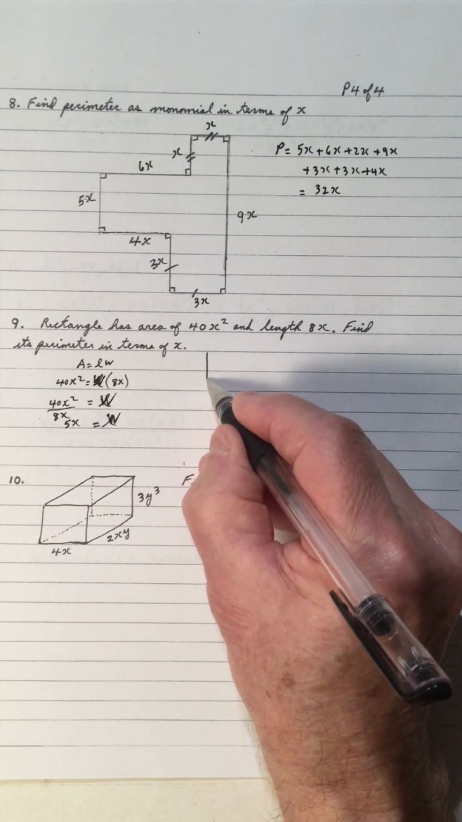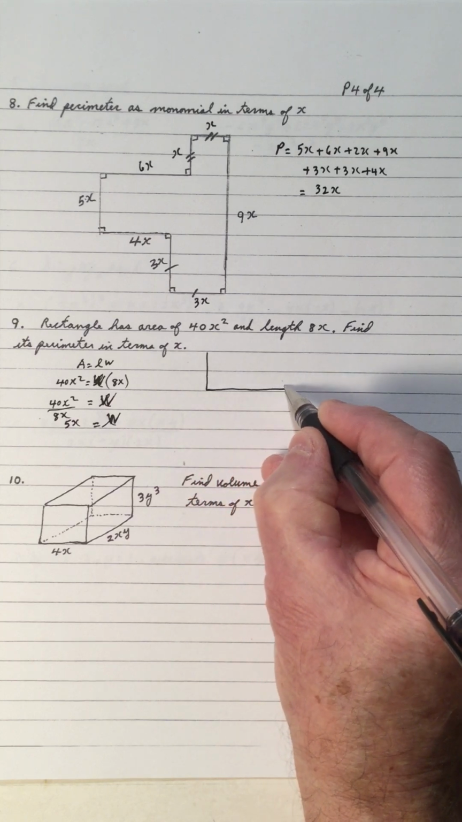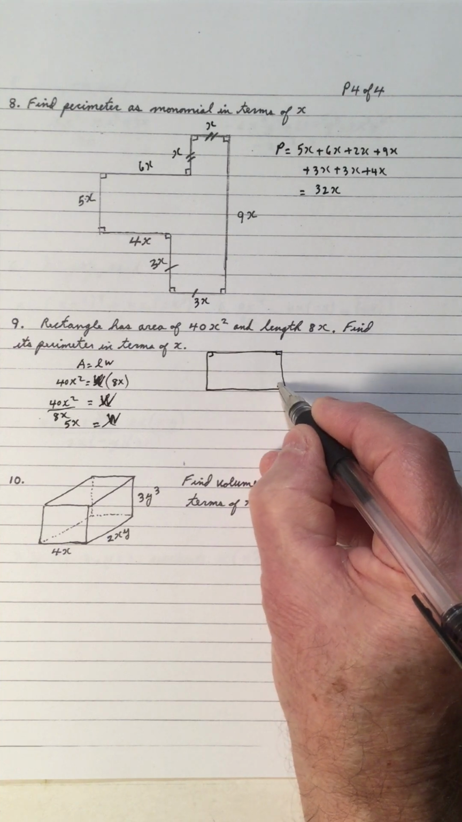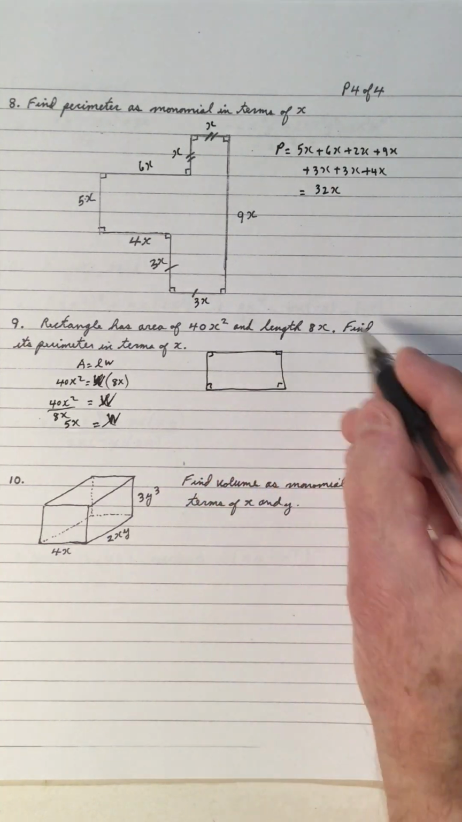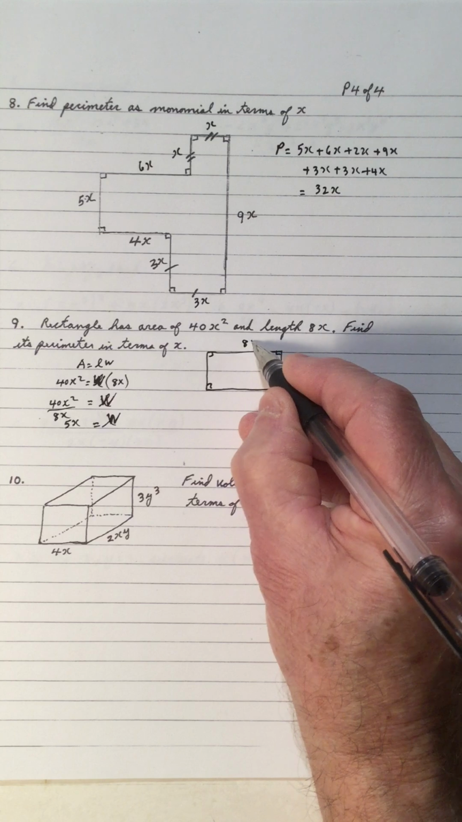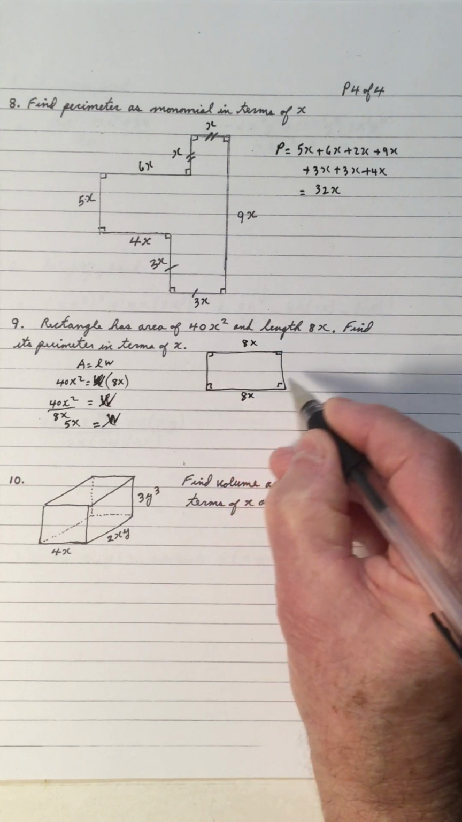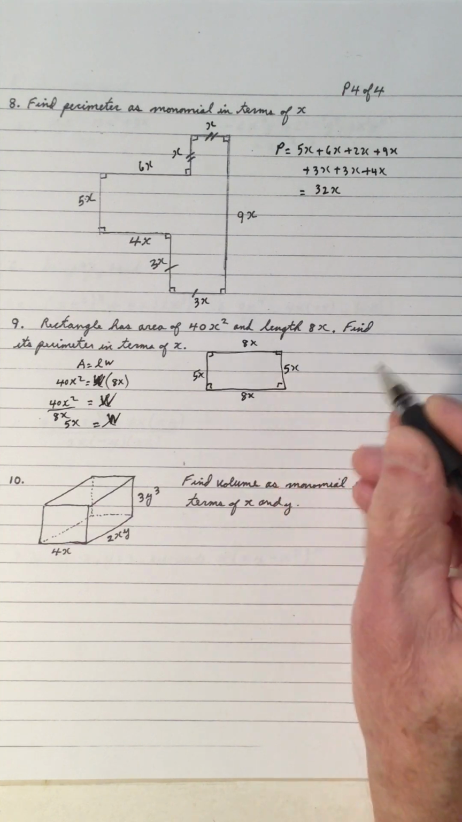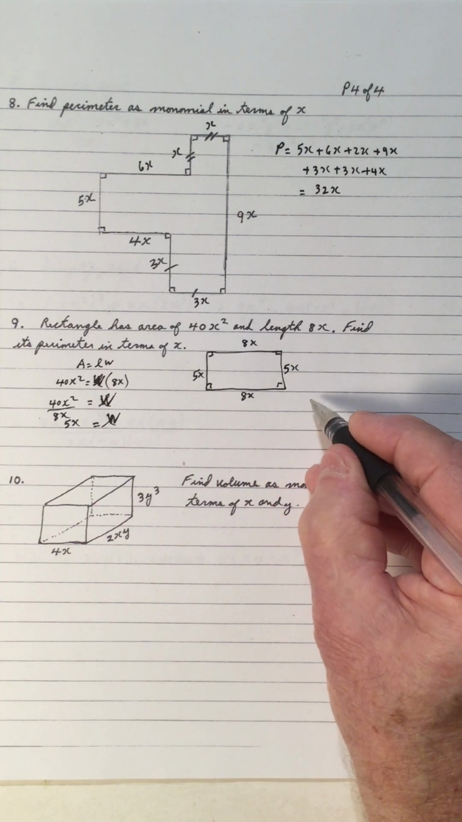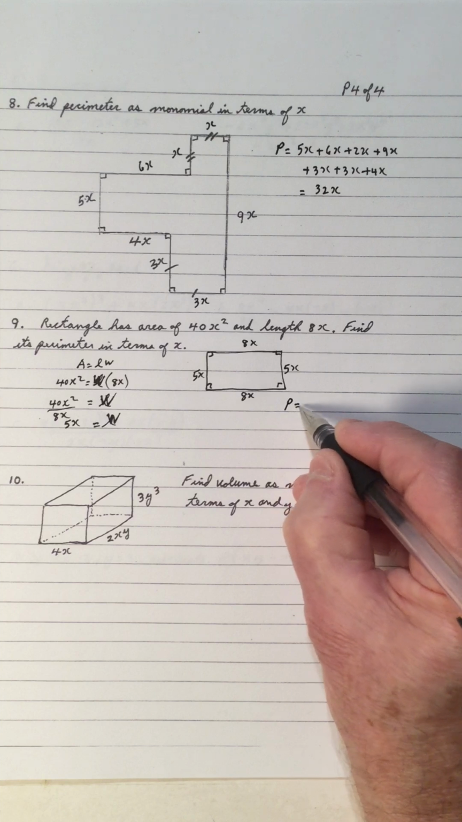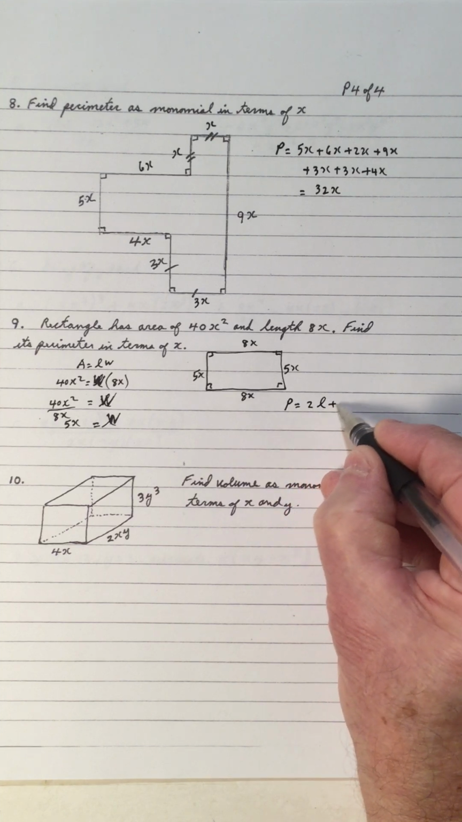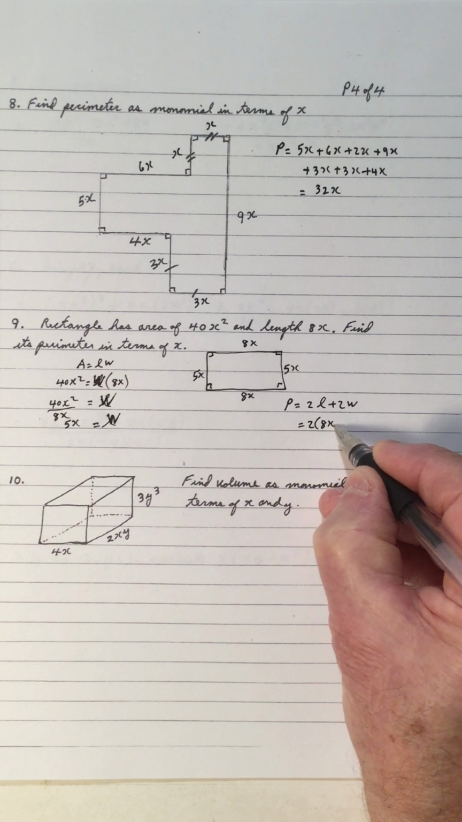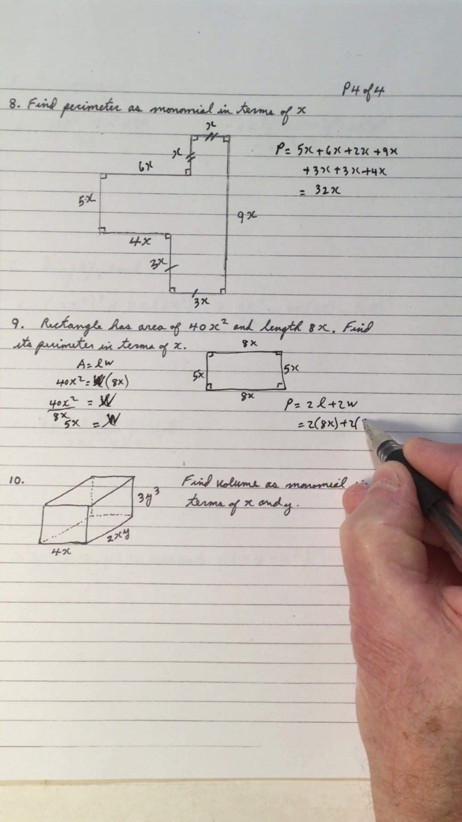So a rectangle has 4 right angles. And the length is 8x and 8x. The width is 5x and 5x. So that means the perimeter is twice the length plus twice the width. So the length is 8x. The width is 5x.